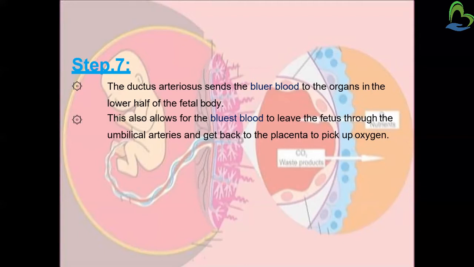So this also allows the bluest blood to leave the fetus through the umbilical artery and get back into the placenta for repetition of oxygenated blood. Okay, so this is step 7.